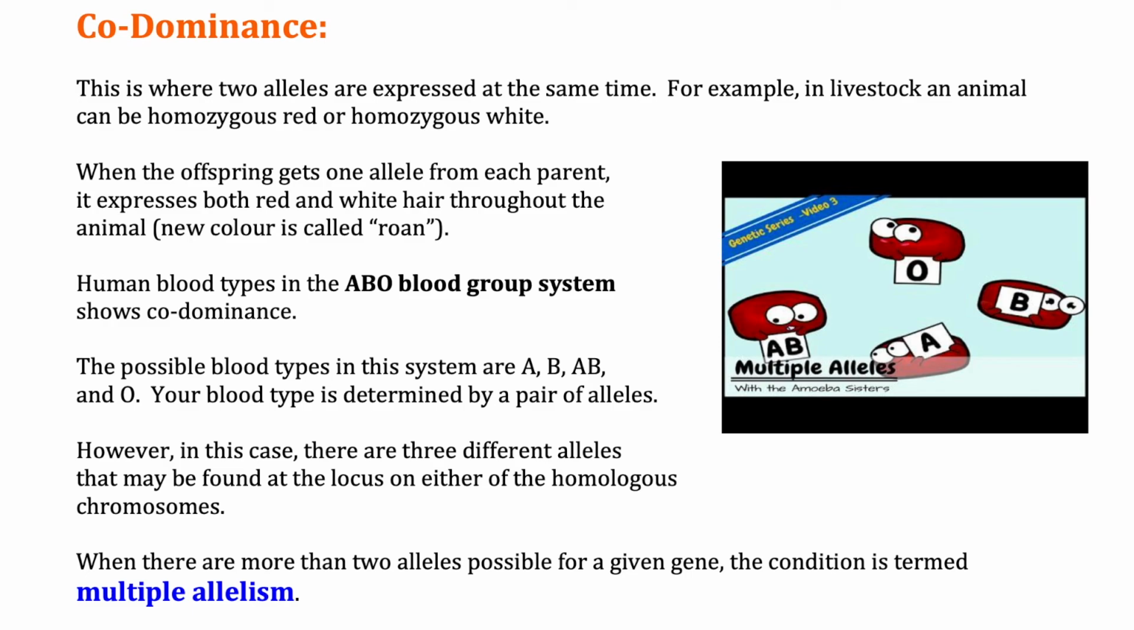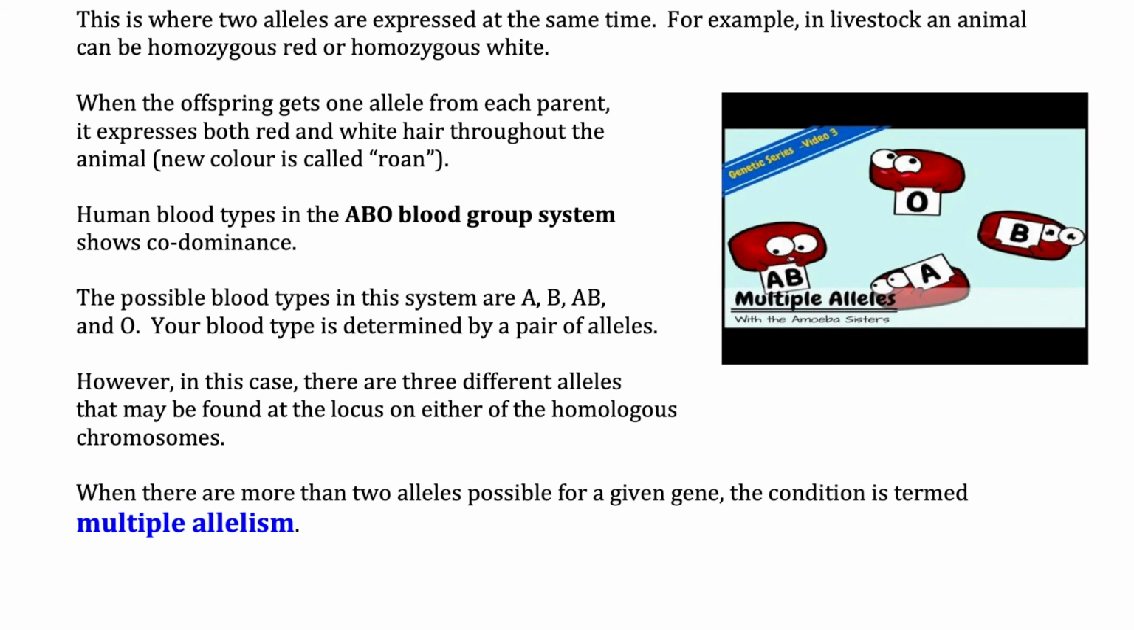The possible blood types in this system are A, B, AB, and O. Your blood type is determined by a pair of alleles. However, in this case, there are 3 different alleles that may be found at the locus on either of the homologous chromosomes. When there are more than 2 alleles possible for a given gene, the condition is termed multiple allelism.